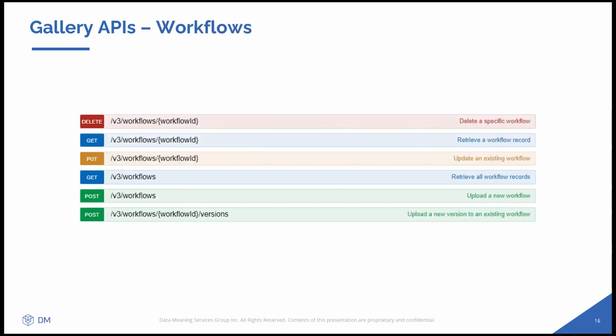Workflows. What can we do with workflows using API calls? We can delete a workflow, retrieve a workflow record, update an existing workflow, retrieve all workflow records, upload a new workflow, and upload a new version of an existing workflow. So that is going to be it for the V3 endpoints.